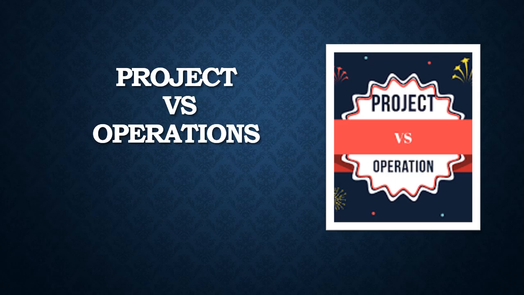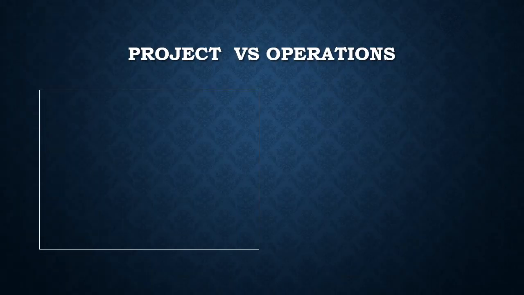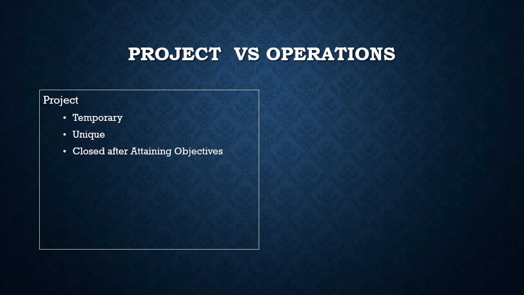Another key concept is to identify what is a project and what is operations. So the person should know all the differences between projects and operations. Here we will talk about projects. Projects are always temporary; they are never ongoing. A project produces a unique result, and projects are closed after attaining the objectives.